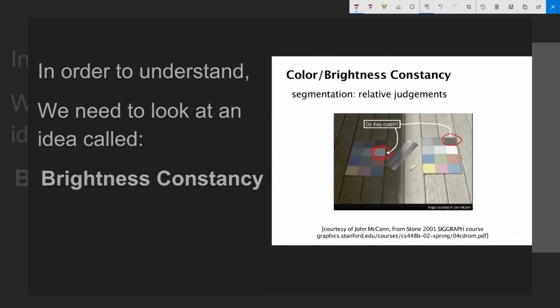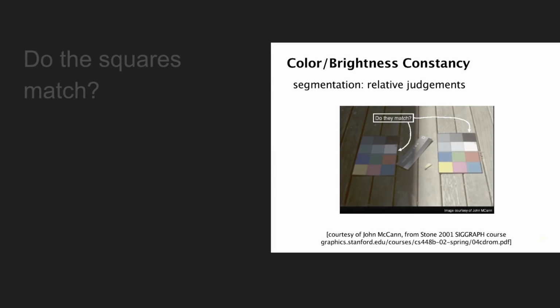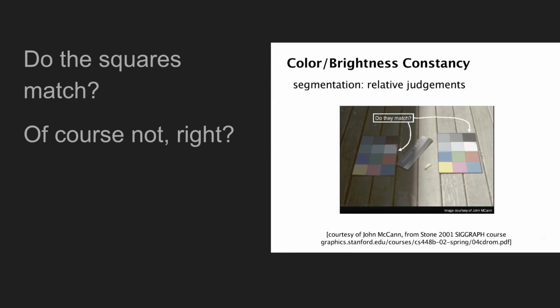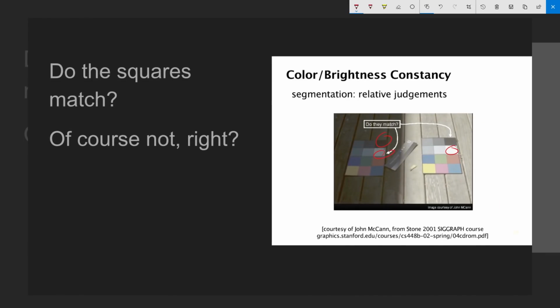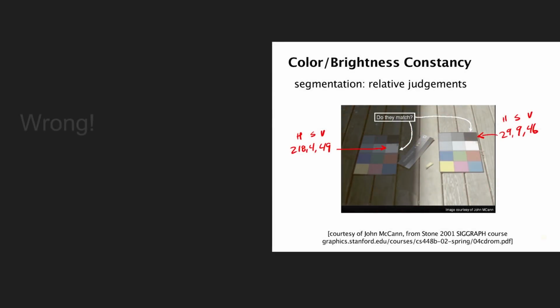Now, arguably you look and you say, okay, yeah, this one's in shadow, it's a little bit darker. All right, I get that. But the question is, is this as dark as that? And if you're like most people, you're going to say, of course not. There's no way that's as dark as that, right? I mean, how could it be? They're right there, right here, right there. I mean, it's not the same thing.